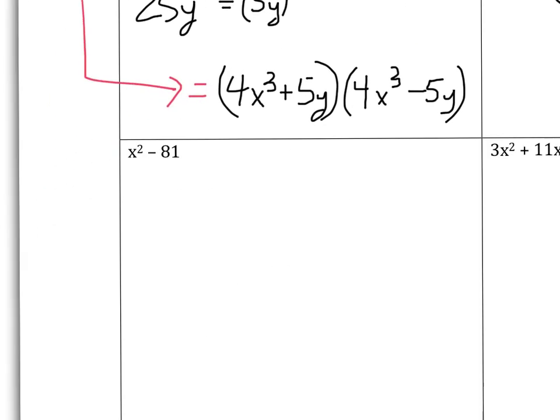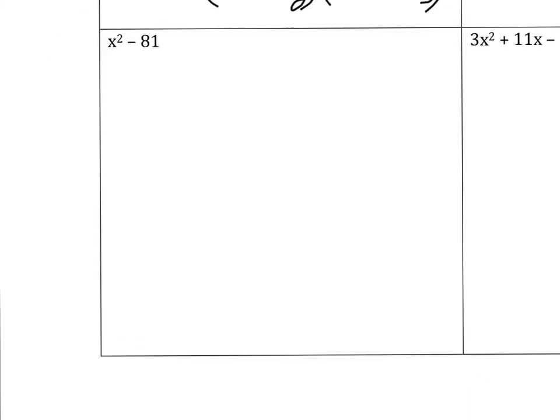Let's move on. Hey, wait a minute. I think we've seen one of these before. This is what we were calling a difference of squares. I have a square, x squared, and I have another square, 81. And I've got their difference. So I can write out two factors.